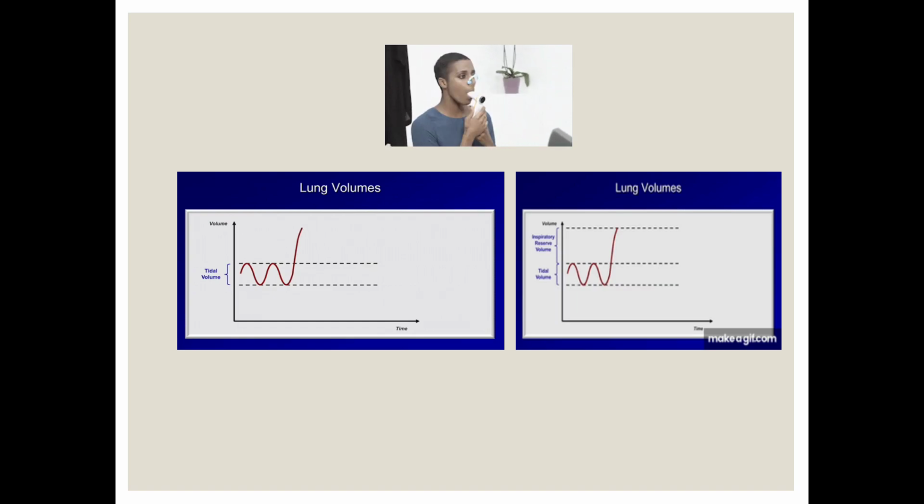Now, if I ask the subject not to take quiet breathing, but to take a forceful inspiration and give a forceful expiration, we will get the inspiratory and expiratory reserve volumes. The extra amount of air above the tidal volume that I am inhaling will be the inspiratory reserve volume. The amount that I am exhaling with my maximum expiratory effort below the tidal volume is the expiratory reserve volume.